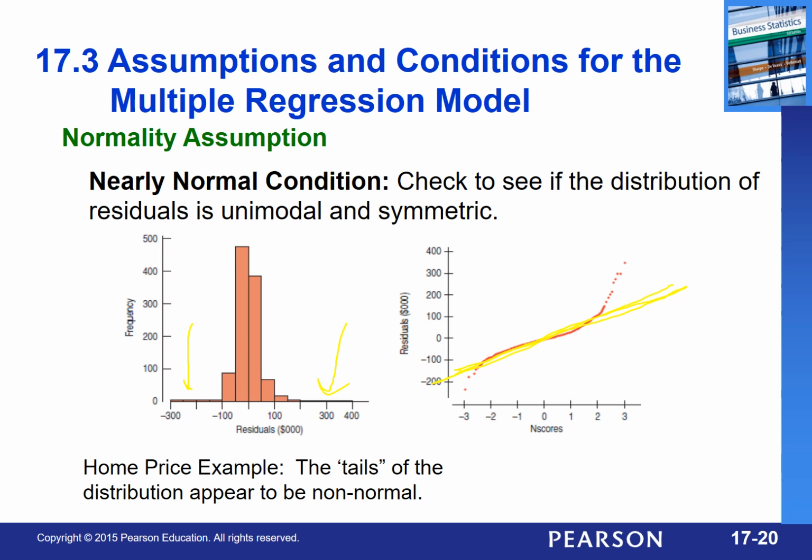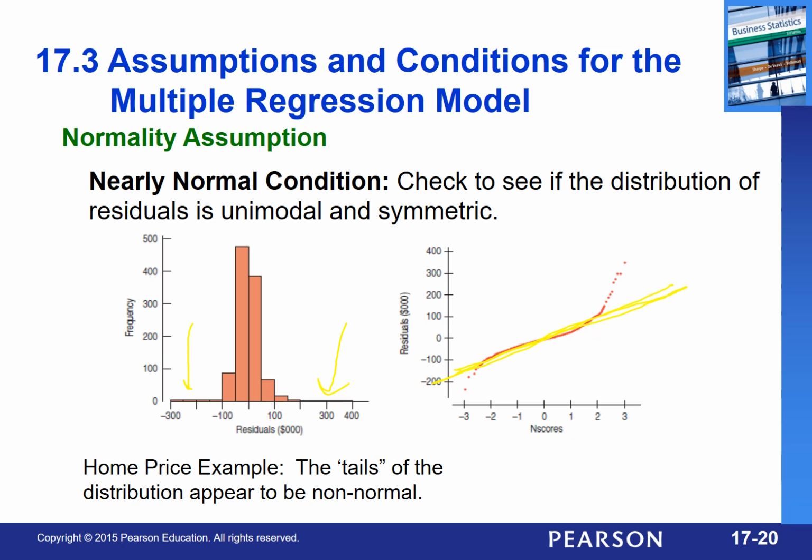All right, the nearly normal condition. Yay! You want to check to see if your residuals look relatively normal. So we're looking for the characteristics of the normal distribution. The three characteristics we look for are bell shape, unimodal, and is it symmetric? If you look at the left graph, the histogram, it looks like it's pretty symmetric. It looks unimodal. It's got two of the characteristics.